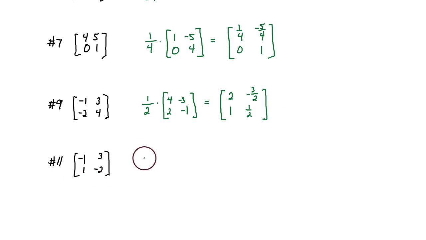And number 11, same thing. 1 over the determinant. Negative 1 times negative 2 makes 2, minus, in this direction is 3, so 2 minus 3 is negative 1. The negative 2 goes here, the negative 1 goes here. This becomes negative 3, this becomes negative 1. Now 1 over negative 1 is just negative 1, so let's distribute that to all four entries. This becomes 2, 3, 1, 1.